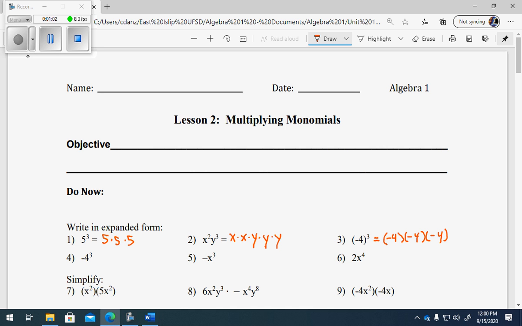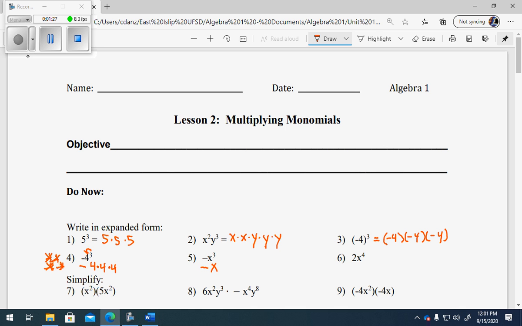Number 4, be careful. There are no parentheses. The exponent of 3 belongs to the base of 4. The negative only happens once. The 4 is used as a factor 3 times. That's something you have to be very careful about, which makes number 5 very similar. The negative gets used once.